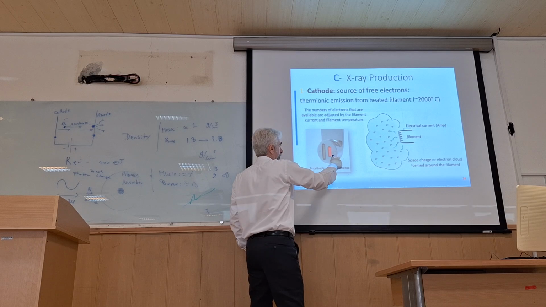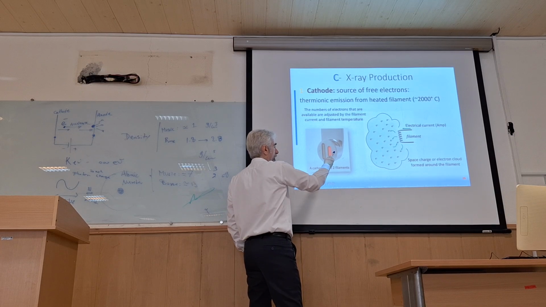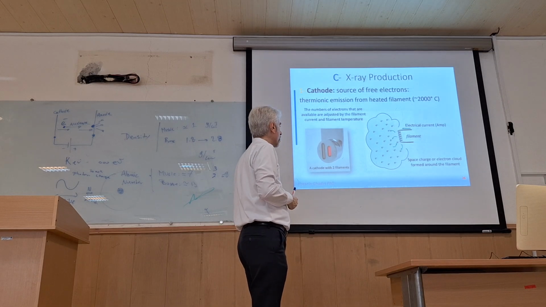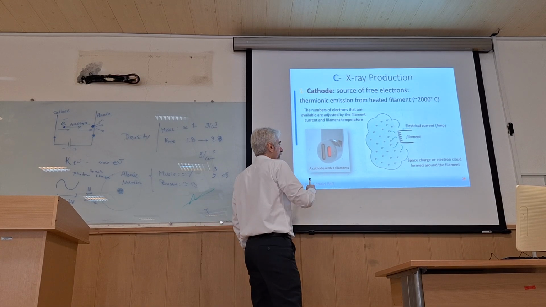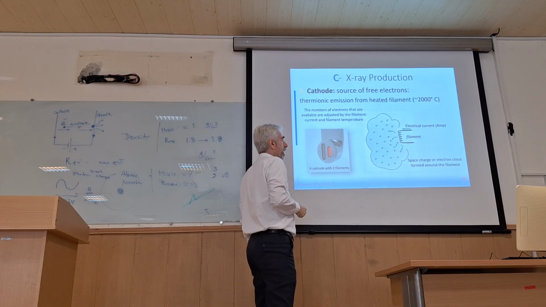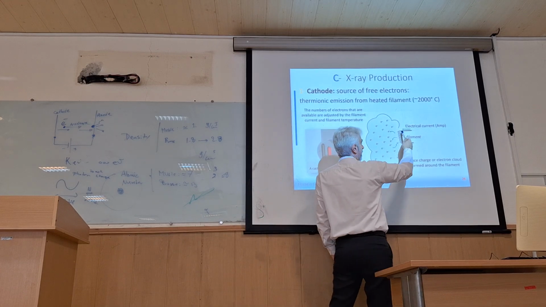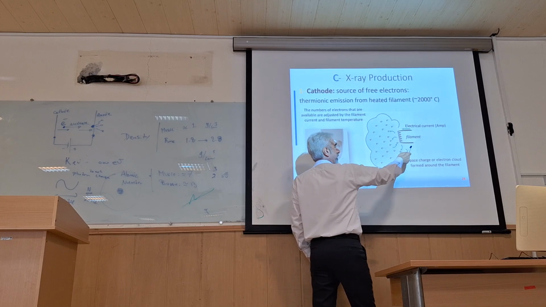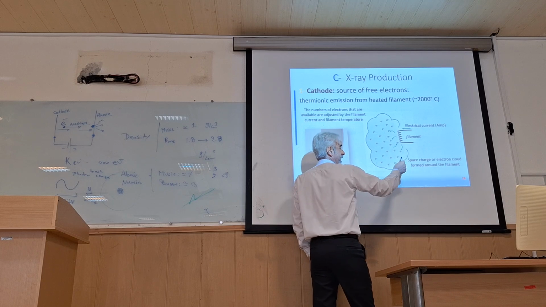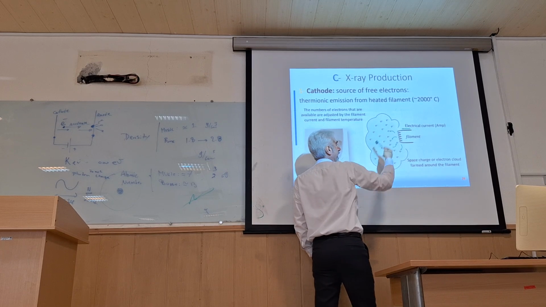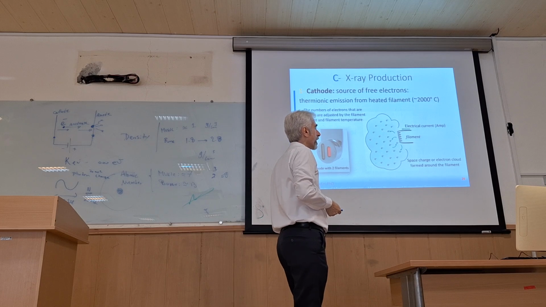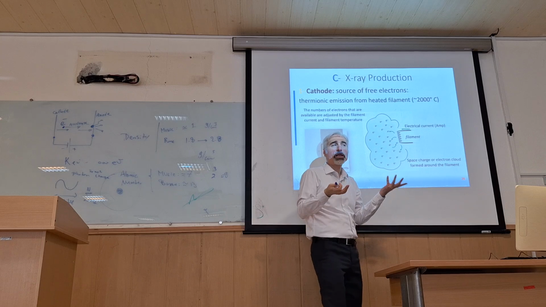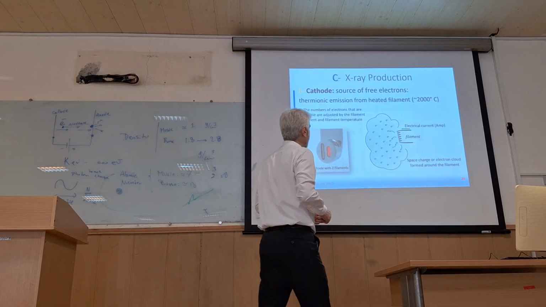Here's a picture of the cathode, which is some spiral-shaped metal, heated by flowing current inside it. And when the filament is heated, the electrons from inside the metal come out of the filament body, and there is a cloud of free electrons around it. So we have free electrons ready to accelerate.